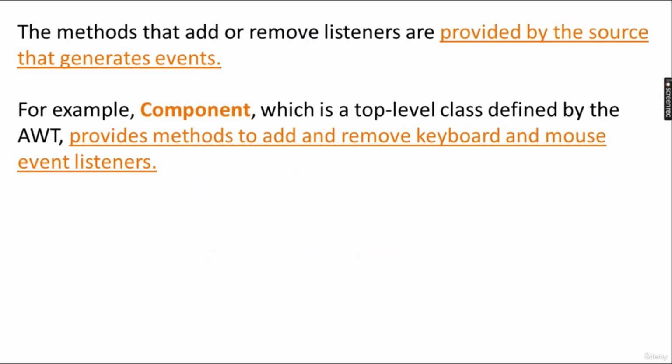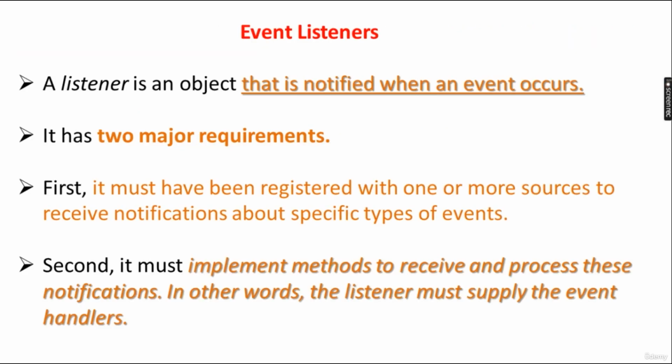The methods that add or remove listeners are provided by the source that generates the event. For example, Component, which is a top-level class defined by the AWT, provides methods to add and remove keyboard and mouse event listeners. So an event listener is an object that is notified when an event occurs.